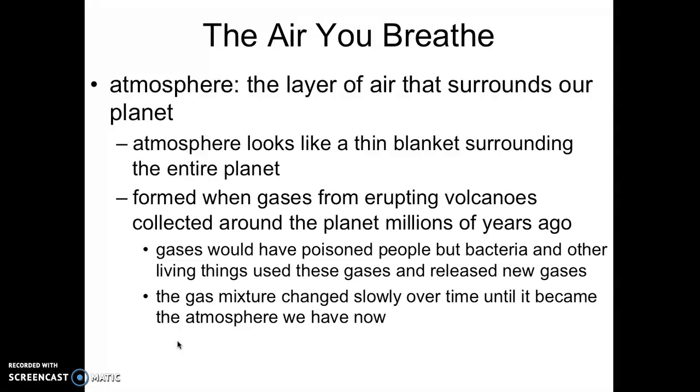Now, if this were to happen today, the gases would poison people. But back millions of years ago, the bacteria and other living things used that would-be poisonous gas, and then they released new gases. Those new gases changed slowly over time until we got the atmosphere that we currently have, which obviously is what helps us to breathe.